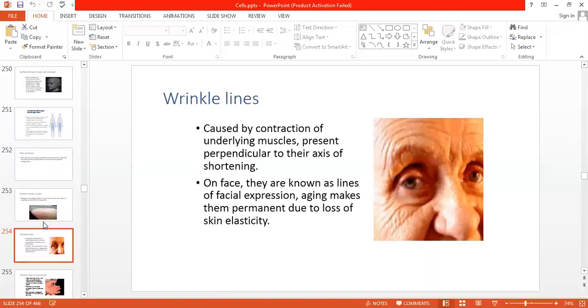Now we talk about the wrinkle lines, caused by the contraction of the underlying muscles, present perpendicular to their axis of shortening. On the face, they are known as the lines of facial expression. Aging makes them permanent due to the loss of skin elasticity.